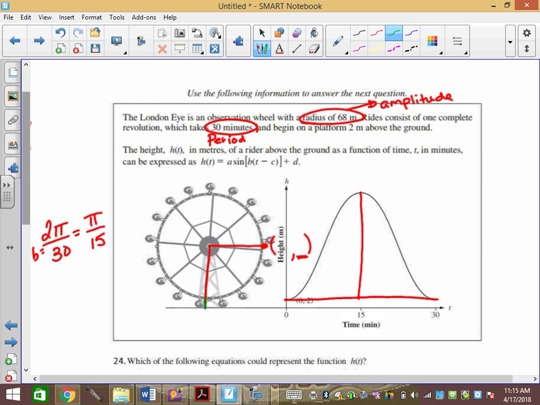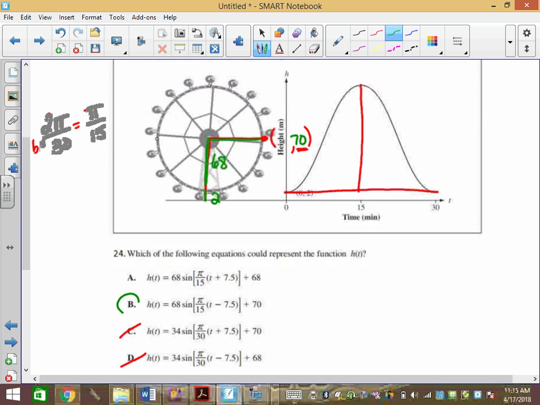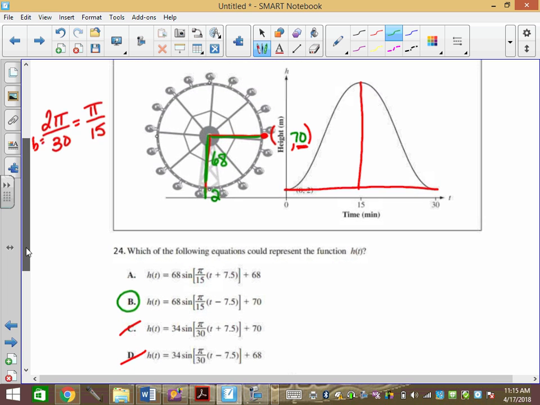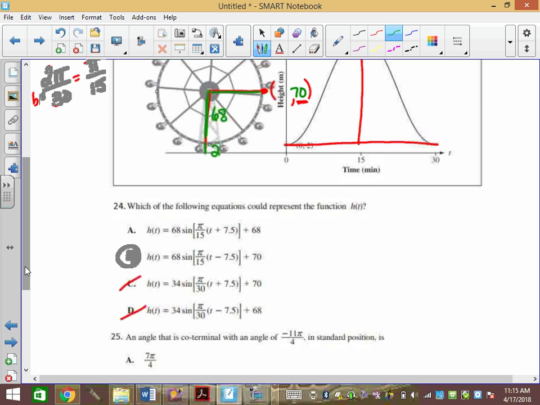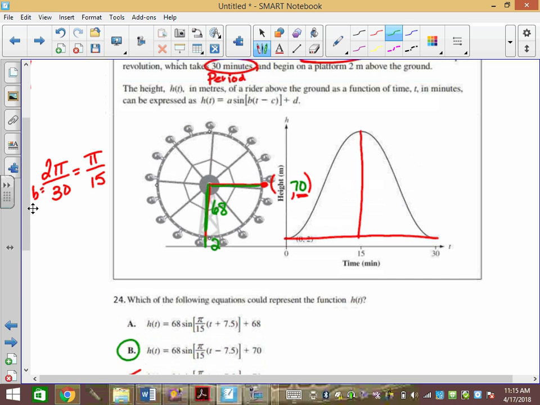This here is how much? 2. This here is how much? 68. How much did it take me to get to the middle? This one, and I don't even have to find C. The C didn't matter. What else could you have done?